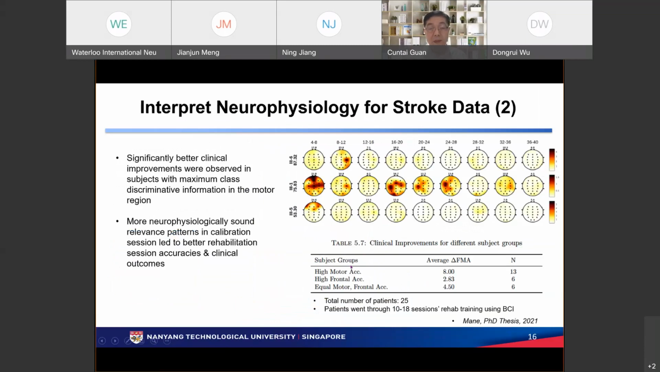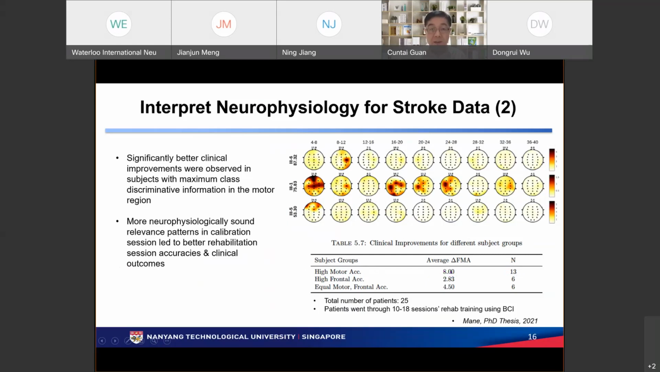That means they have a relatively high relevance score from a motor area, because they are highly correlated. So then we try to estimate the average FMA score for this group. In fact, out of 25, 13 of them have a higher motor accuracy, also the motor area relevance score. Then the average FMA improvement is 8, which is very high compared to the average.